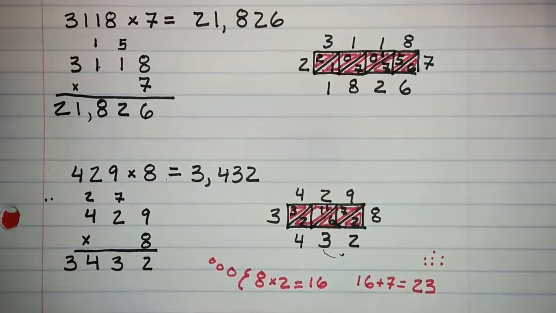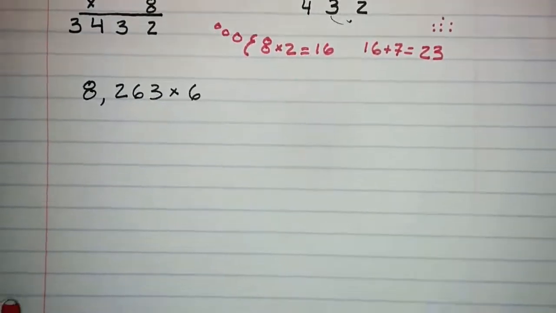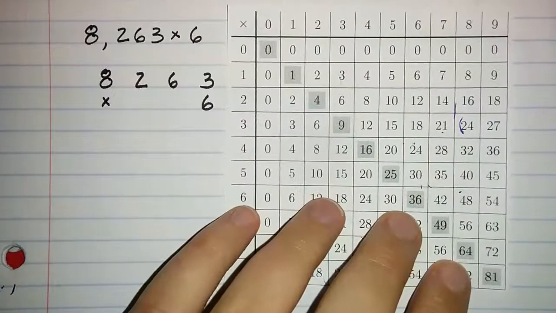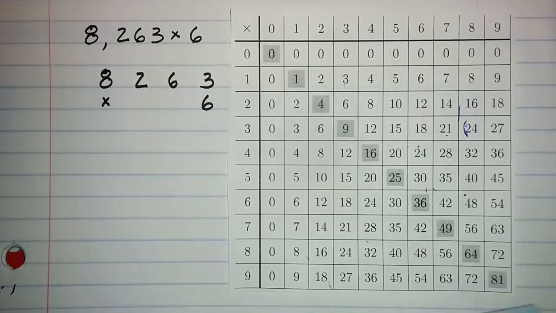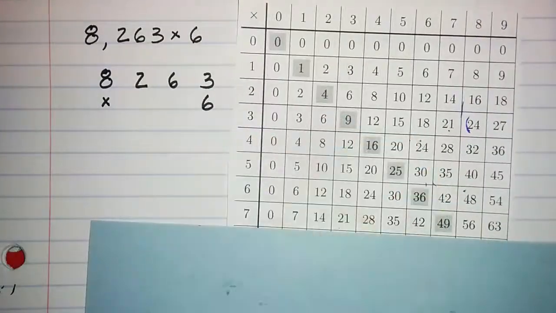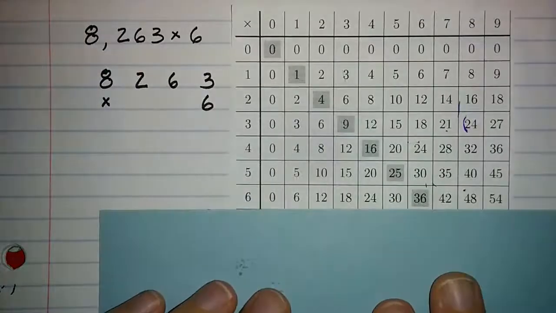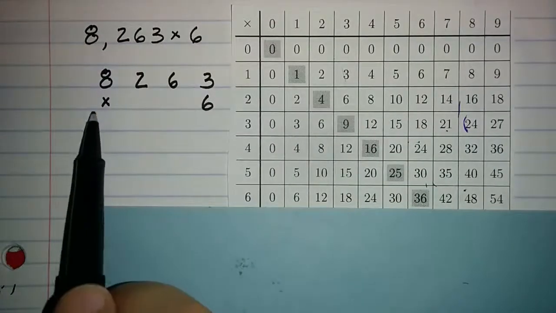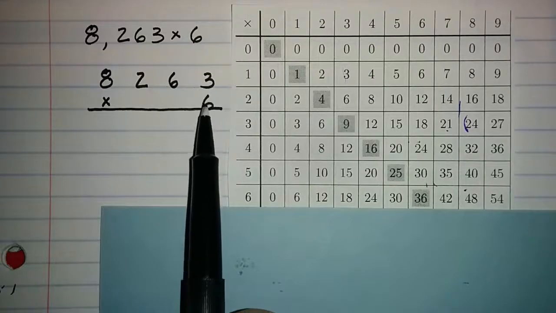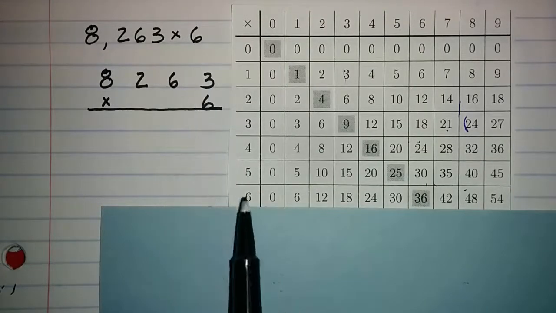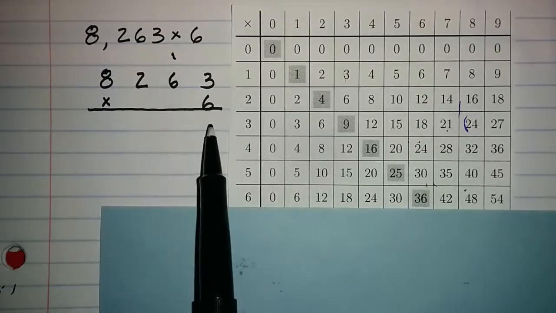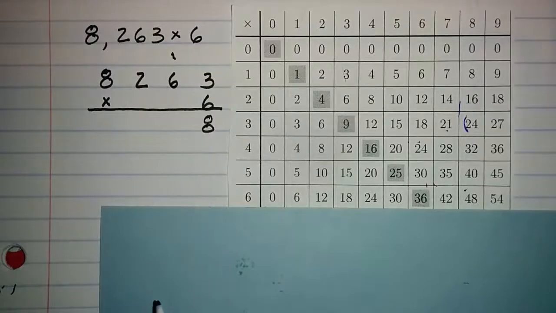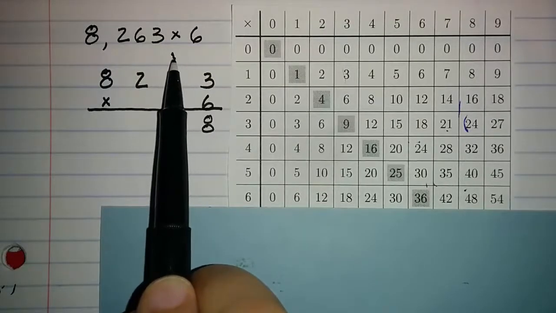So what's going on? Let's take a look at the standard algorithm just on its own merits. We'll multiply 8,263 times 6. The first thing I notice about the standard algorithm, a thing that I like, is I'm only ever going to be multiplying by 6. So I can just put a ruler down on the 6 row in my table if I'd like. So I'll have 6 times 3, right? This is 6 ones times 3 ones. 6 times 3 is 18. Carry the 1, write down the 8.